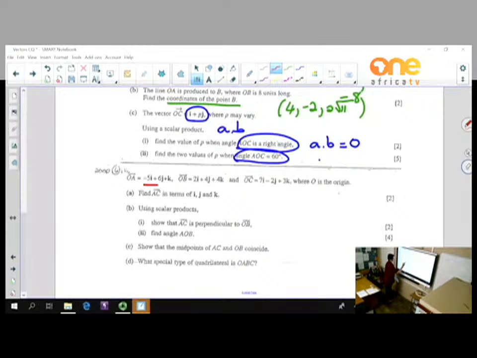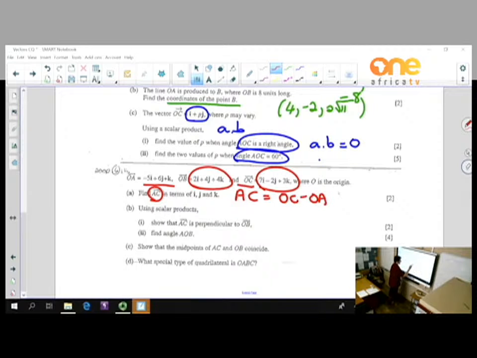So OA is the vector negative 5i plus 6j plus k. OB is the vector 2i plus 4j plus 4k. And OC is 7i minus 2j plus 3k. Now they say find AC. And what is AC? AC is OC minus OA. Remember that. It's always the last one minus the first one. So OC minus OA. 7 minus negative 5 is equal to 12i.